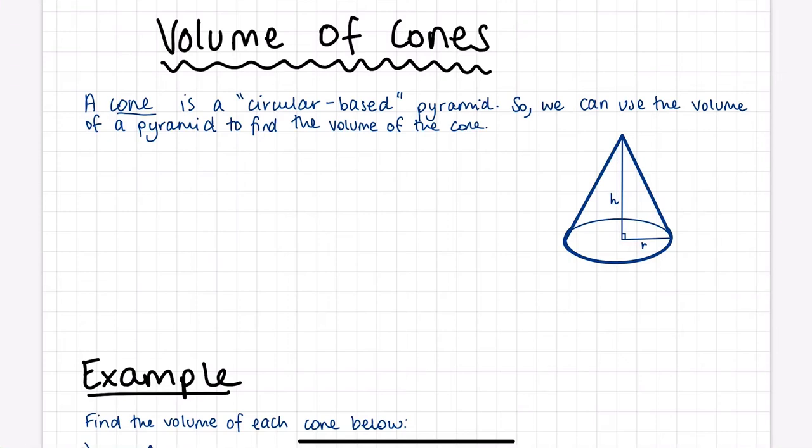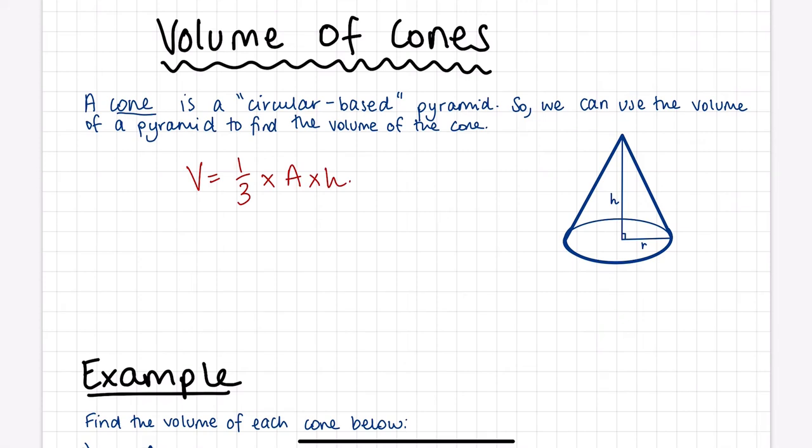Hey everyone, in this video we're going to go through how to find the volume of cones. A cone is like a circular based pyramid, so we can use the volume of the pyramid to find the volume of the cone. So let's remember the volume of a cone is volume equals a third times the area of the base times the height.